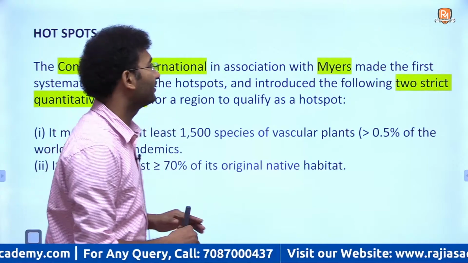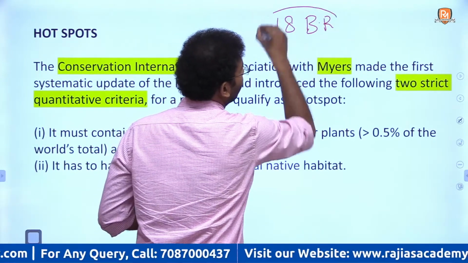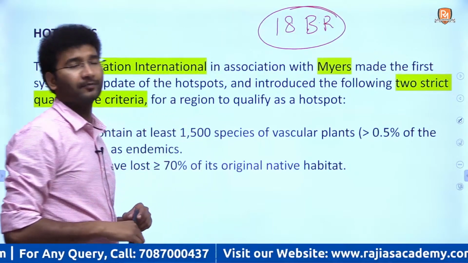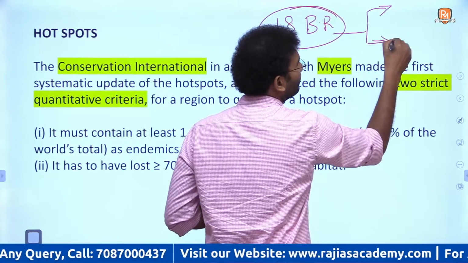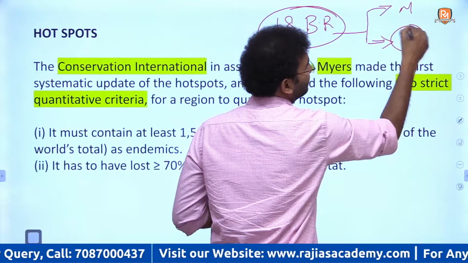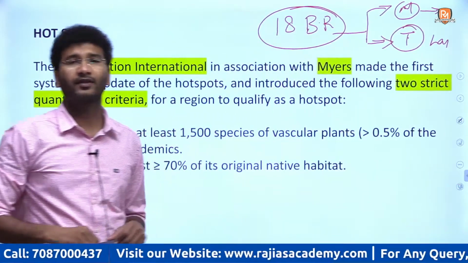This is called biosphere, and this biosphere is a greater area. In India there are 18 biosphere reserves, right? These can be marine or terrestrial. Terrestrial means on land, marine means within the water, right?